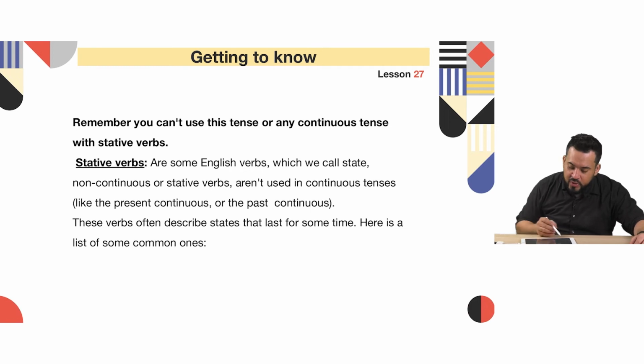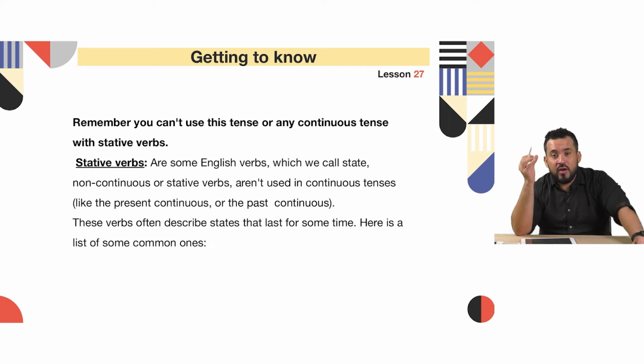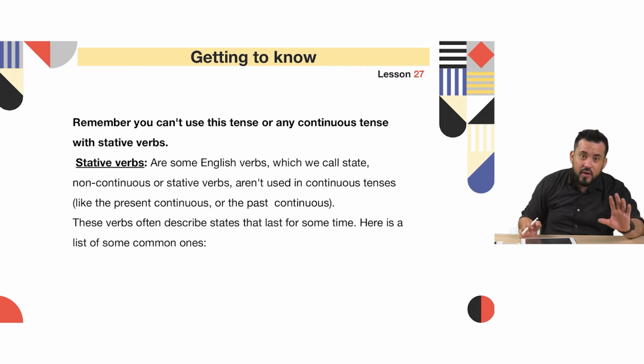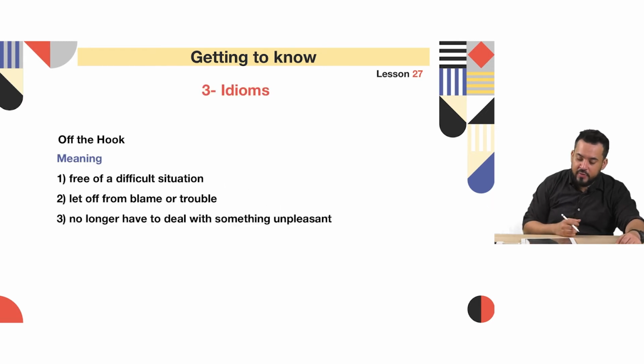Okay? Remember, you can't use this tense or any continuous tense with stative verbs. Stative verbs are verbs that don't normally take the ing form. They don't take the continuous form. Stative verbs are the opposite of action verbs. Action verbs take the ing form. Stative verbs don't. Stative verbs are normally emotional verbs, verbs that talk about emotions or feelings. We will talk about stative verbs in more detail in the coming lessons.